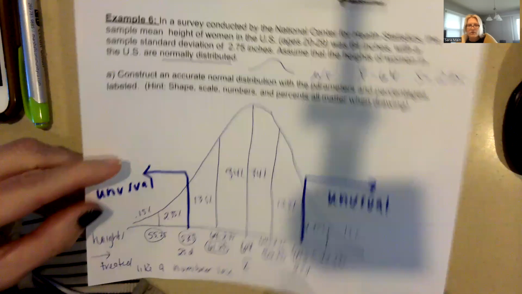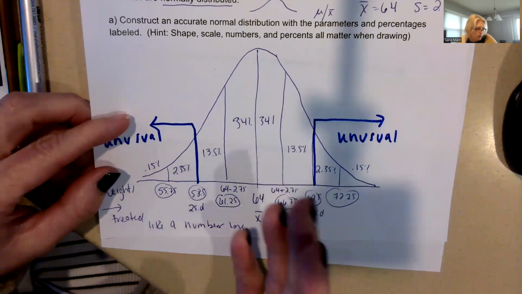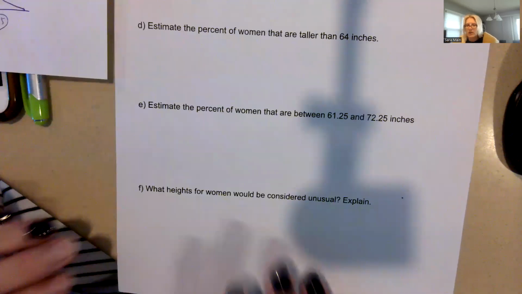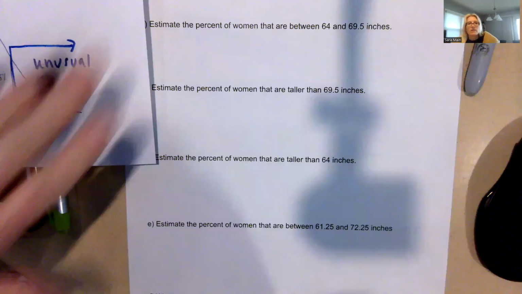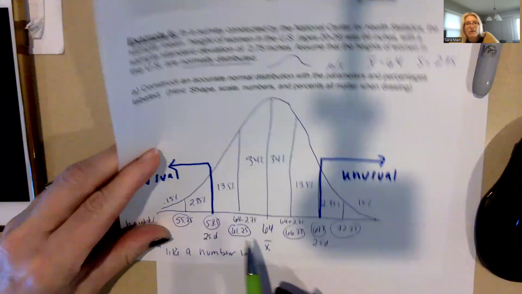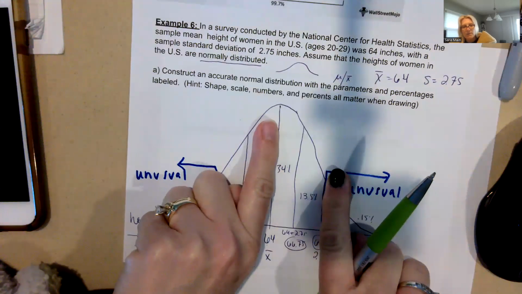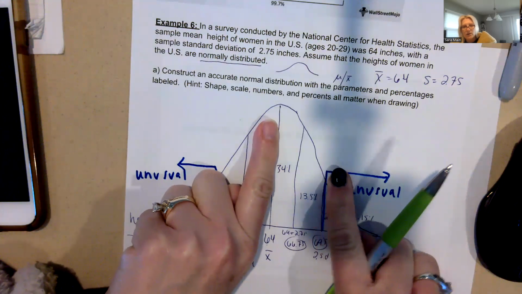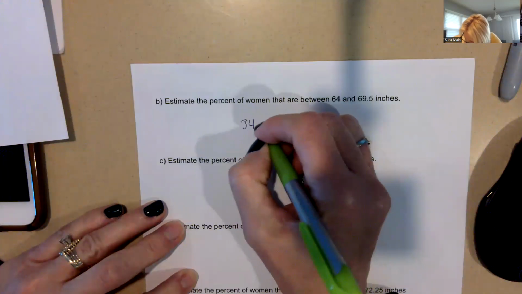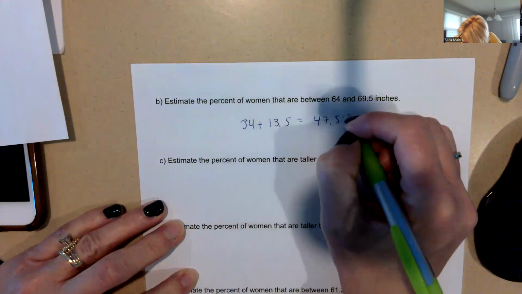So let's use this graph that we just made, this normal graph using the empirical rule, this bell-shaped graph, to answer some questions. The first question says, estimate the percentage of women that are between 64 and 69.5. So 64 right here and 69.5. So we're talking about 34% plus 13.5%. So 34 plus 13.5 is 47.5%.